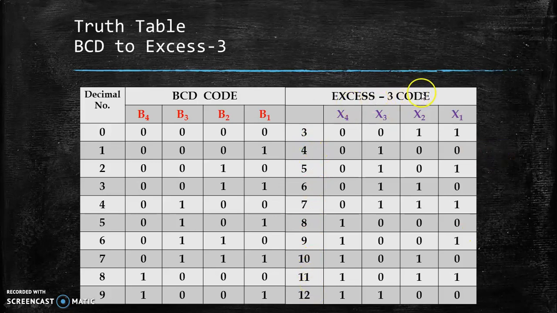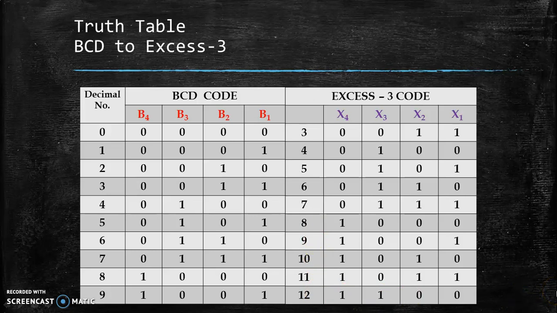So we have the XS3 code, X4, X3, X2 and X1. At the output side also we have 4 different output variables. So now we write the BCD number for 3, that is 0011. For 4 it is 0100, and in the same way for 5, 6, 7, 8, 9, 10, 11 and 12. For 12 it is 1100.